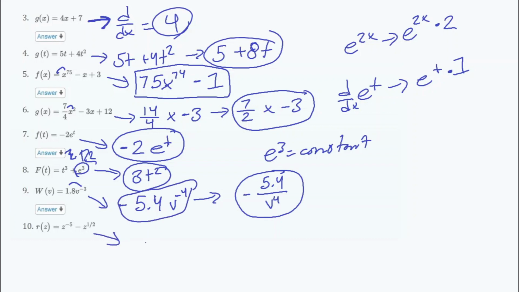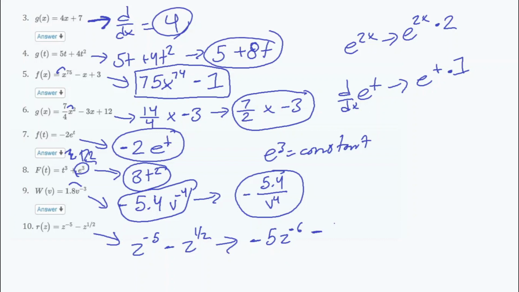And now let's take a look at number 10. Number 10 is going to be dealing with some fractional exponents here. We have z to the negative power of 5 minus z to the half power. If we find the derivative using the power rule, we're going to have negative 5z to the negative 6 power. The reason why the exponent goes up when it's negative is because you're subtracting 1. Negative 5 minus 1 is going to be negative 6.